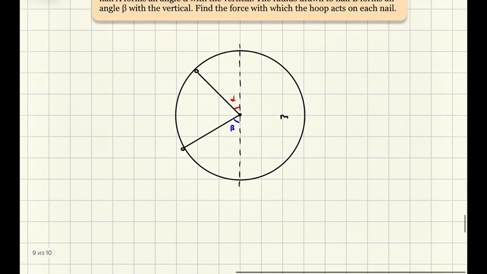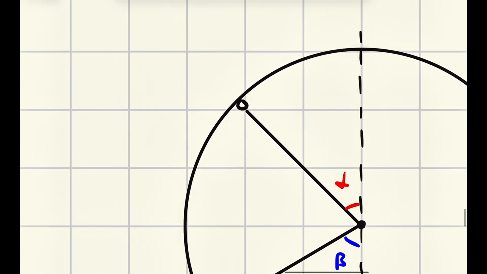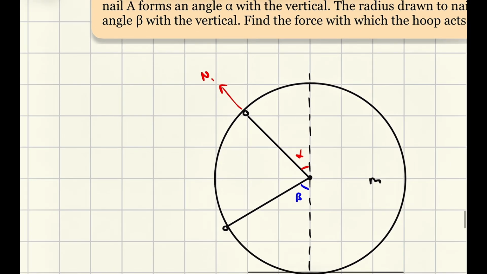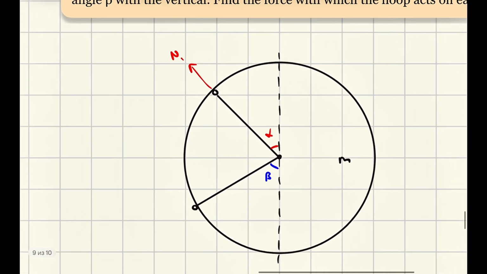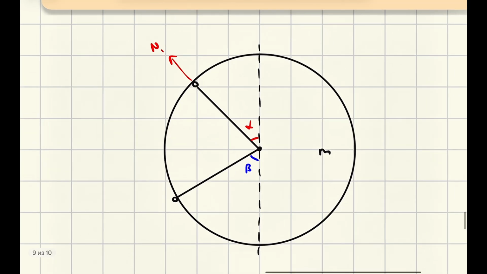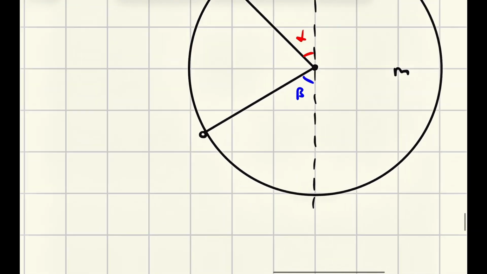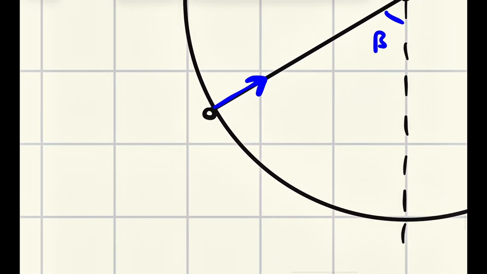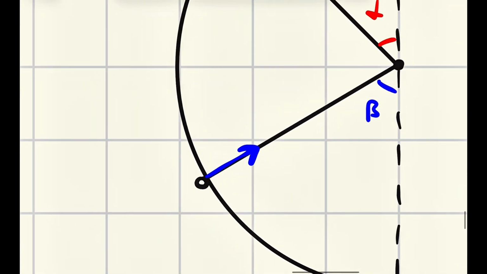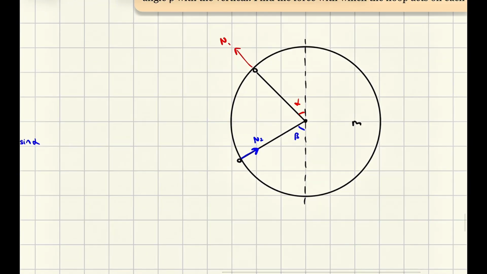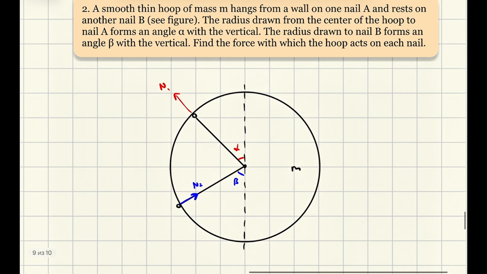Okay, we need to find N1 and N2. Let's call this thing N1. We definitely know that this is the normal force acting on the hoop by nail number 1. And this is the second one, just normal force 2. Let me write it like this. And we need to find just these values, N1 and N2.